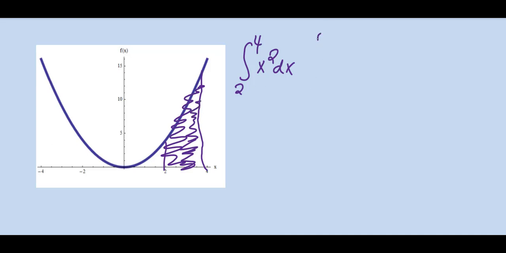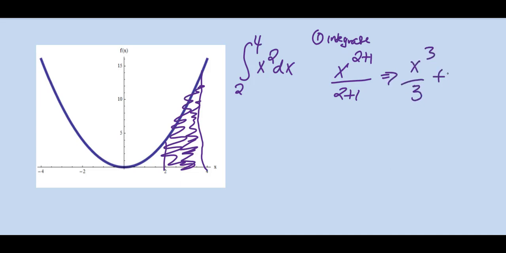So the first thing is you have to integrate. Again, in order to integrate, it's technically doing the what? Antiderivative. So this would be x squared plus 1 over 2 plus 1, which essentially would give me x cubed over 3 plus c. So our second part is now we want to evaluate it from the limits between 2 and 4.